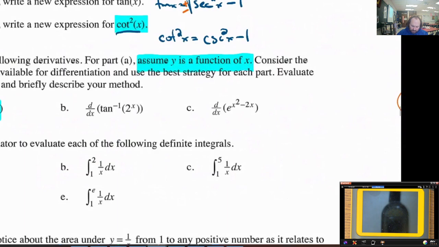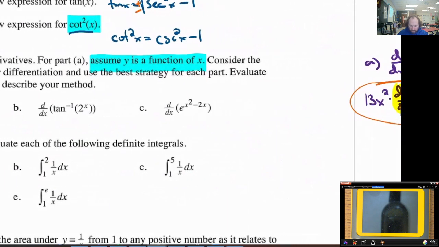Let's talk about question C, which is going to be another review question. Actually, we can do question C right here in this space. It will not take too much time. It is a chain rule problem. What you have here is the outside function is e to the x, but the thing that is the exponent here is x squared minus 2x.